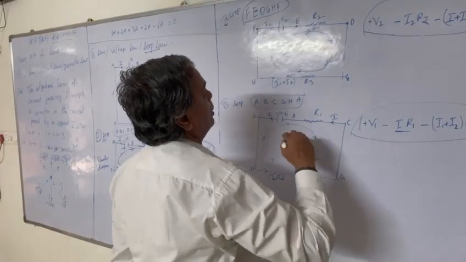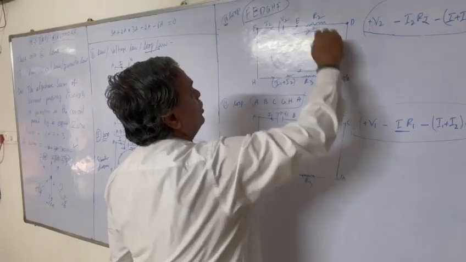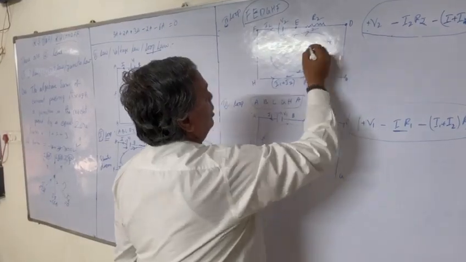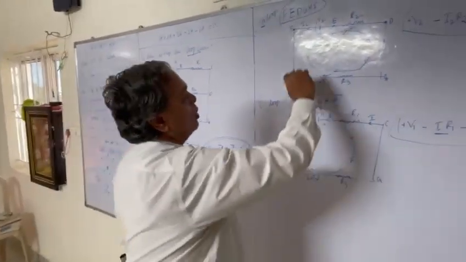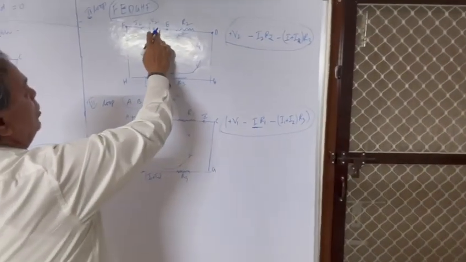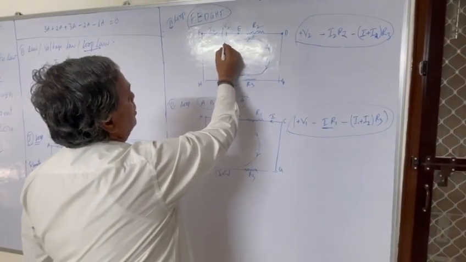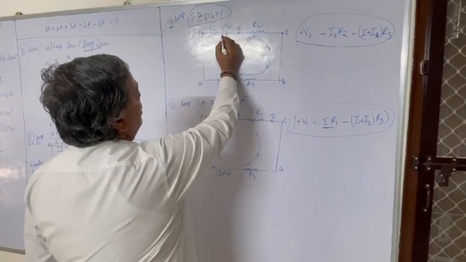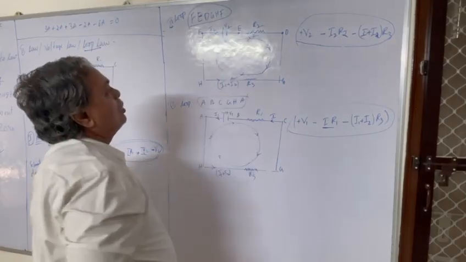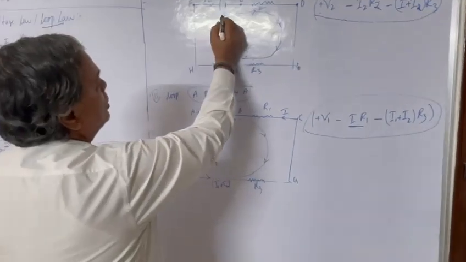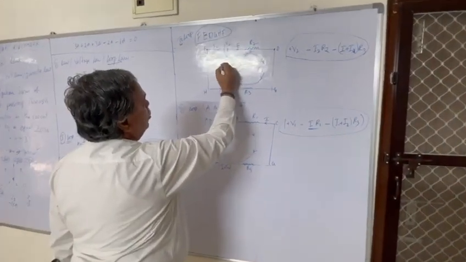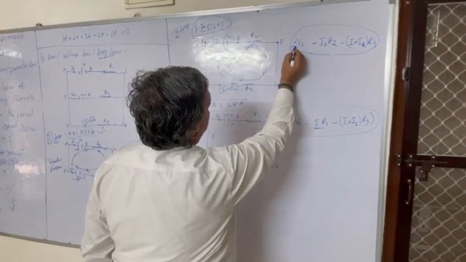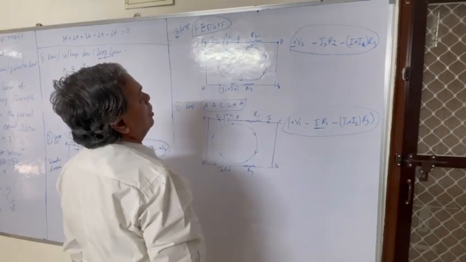Later I have drawn a clockwise loop inside. First, take the first battery. In this battery, the current flows from the positive terminal to the negative terminal. That's why I have given this arrowhead mark, and the loop arrow mark is in the same direction. Same direction means a plus symbol, and opposite direction means a negative symbol.